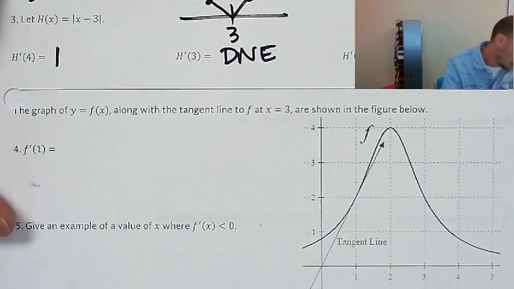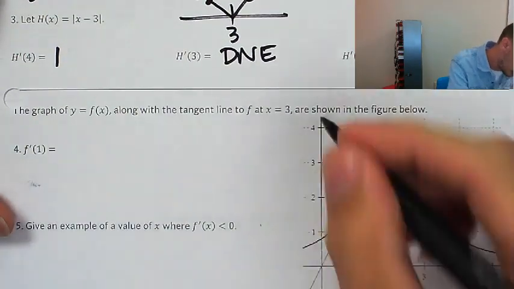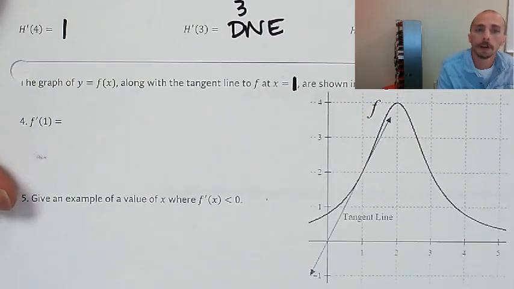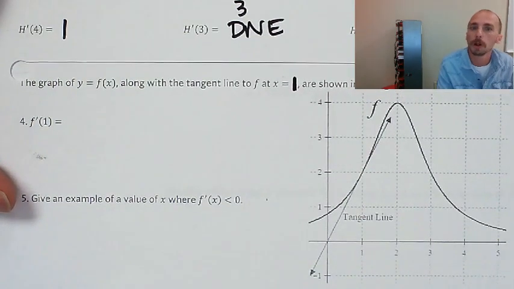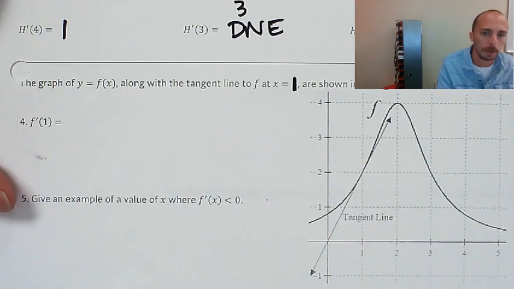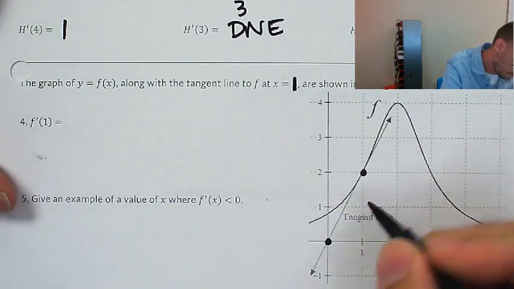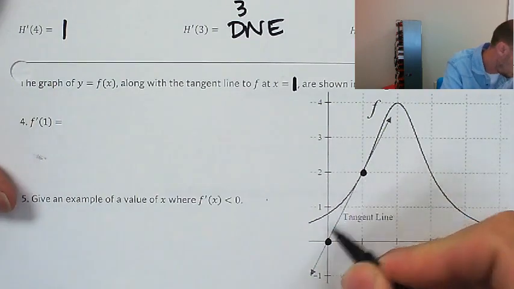All right. Now here's the graph of y equals f of x along with the line tangent to the graph of f at x equals 1. And they're going to ask us what's f prime of 1. Well, f prime of 1, that means the slope of the tangent to f at x equals 1. So I will say, all right, that's got a slope of 2.